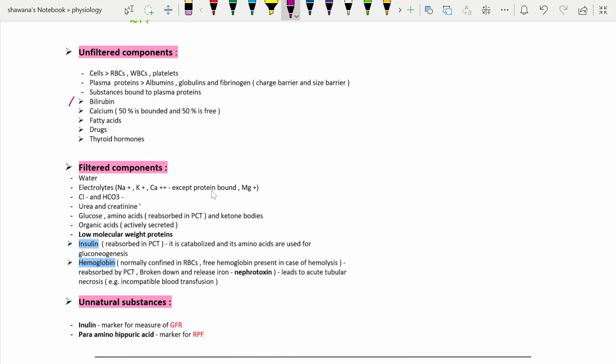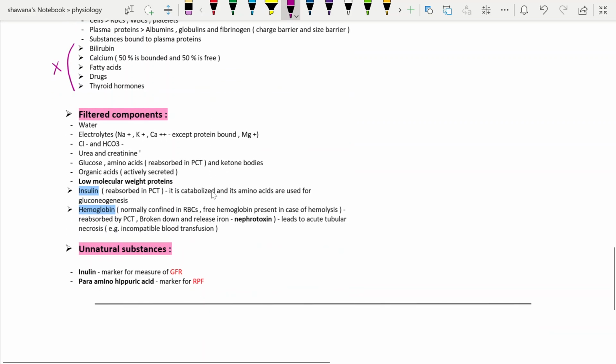The substances that are bound are not filtered, they never undergo the filtration process because they have a linkage to the plasma proteins, and they are not filtered in any case. But what are filtered components? The water, as you know, electrolytes, sodium, potassium, calcium which was not bound to plasma proteins, and magnesium. Also, anions like chloride and bicarbonate, urea, creatinine, metabolic waste products, glucose, amino acids, and ketone bodies, which are then reabsorbed back in the PCT, proximal convoluted tubule, and organic acids which are actively secreted. These all are filtered components of the nephrons.